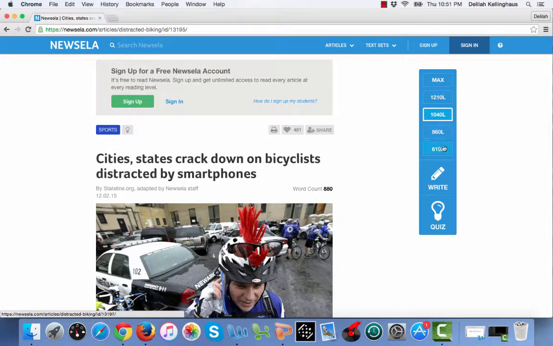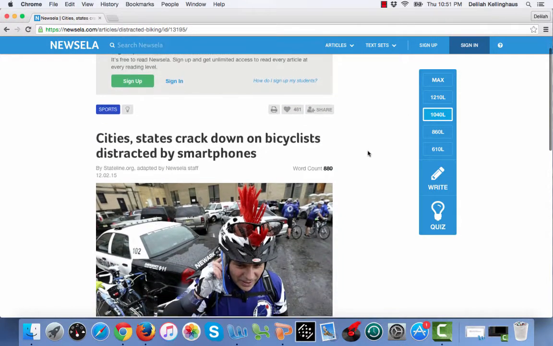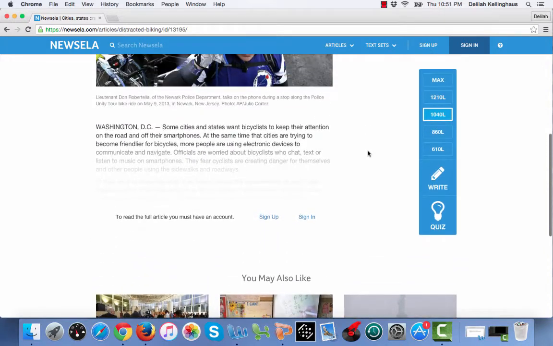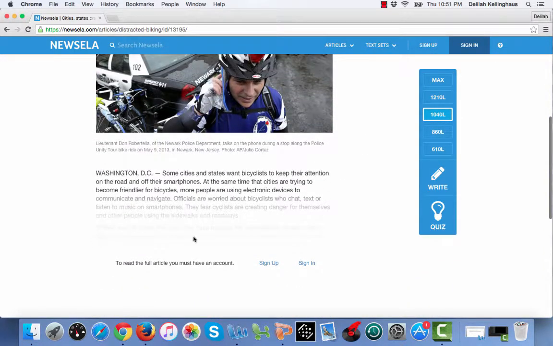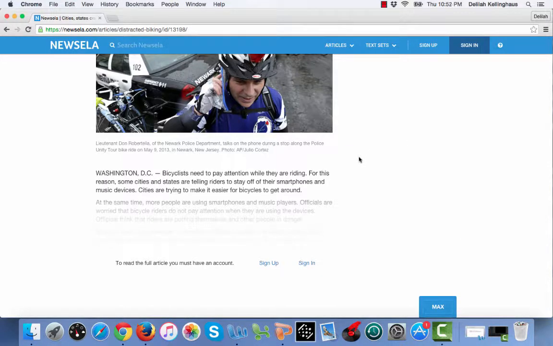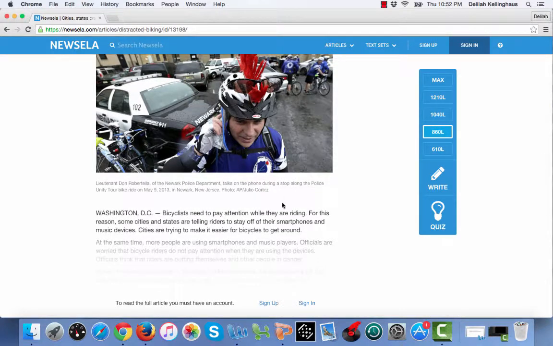These Lexile levels are all the same article. So it's amazing. Right now it's at about a 10th, 11th grade reading level. So we're looking at a 1040 reading level, and when we look down through the article, we can read the full article if you have an account. I don't have my account logged in, but it'll pull the full article up for you. If you change the Lexile, it doesn't change the article, it only changes the language in the article.